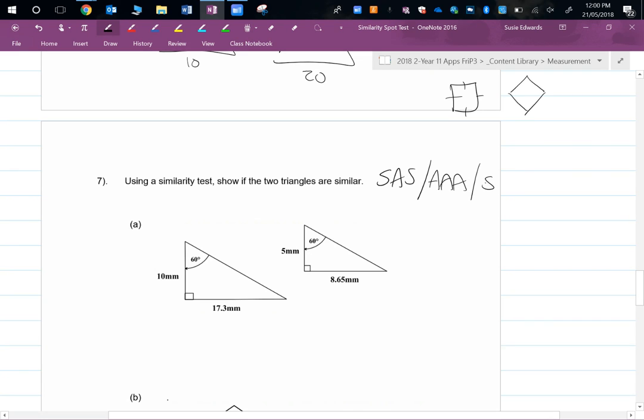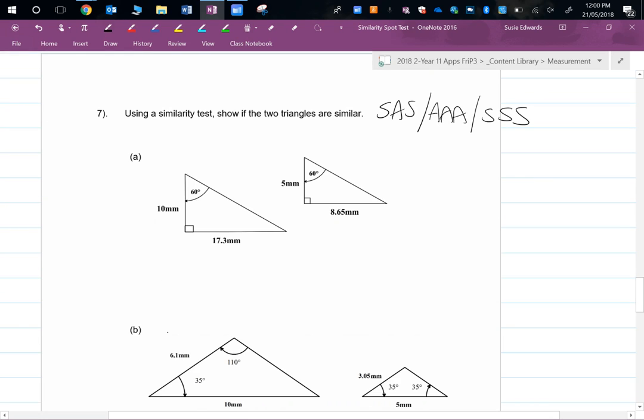AAA and SSS, okay? Not the other ones for congruent triangles. There are only 3. All angles? No, that's for congruent triangles, not similar triangles.